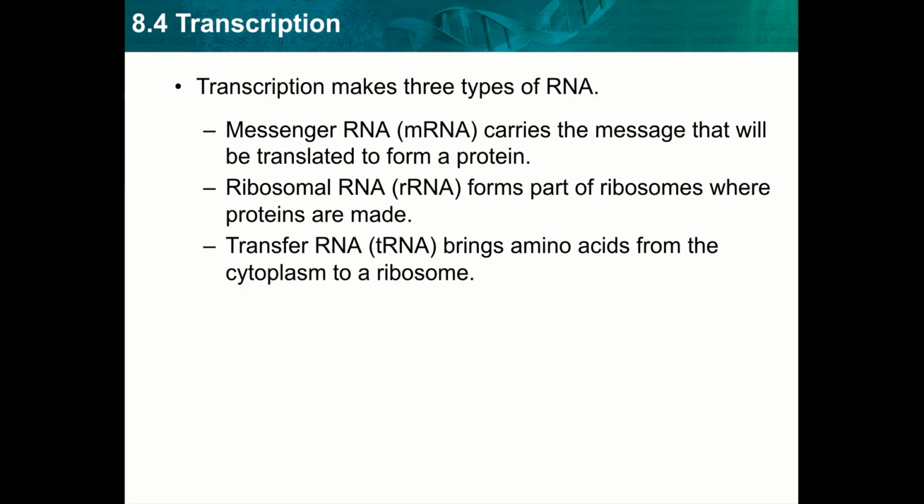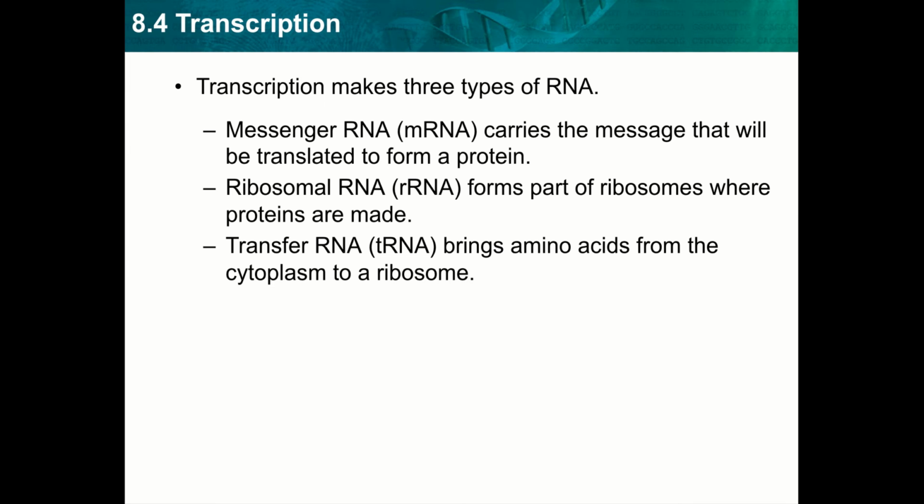All right, the three types of RNA that transcription makes are messenger RNA, ribosomal RNA, and transfer RNA. Messenger RNA, or mRNA, is going to carry the message that will be later translated to form a specific protein. So once there is an RNA strand that has been transcribed, mRNA is going to pick that RNA strand up and take it away to be translated to form a protein. So it's carrying the message.